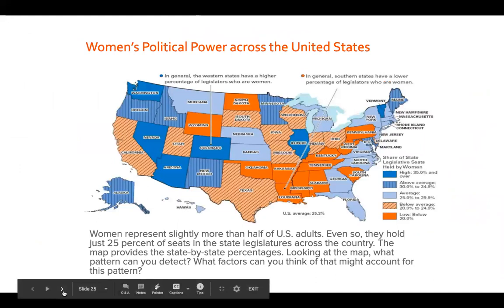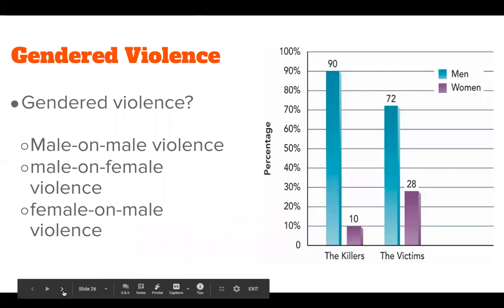This is just a chart comparing the political power depending on what state you're in. It's worth noting that, you think about California being really progressive, but they're actually ranked below average compared to other states if you're talking about the legislative seats held by women within the state. Something worth reflecting on.